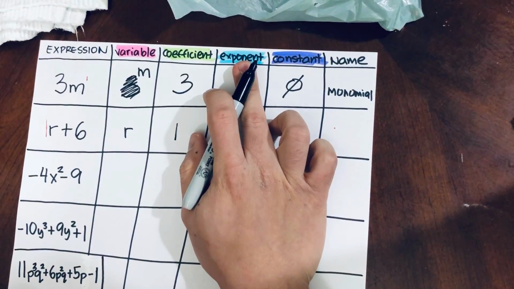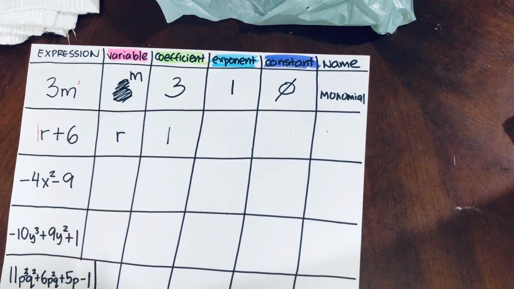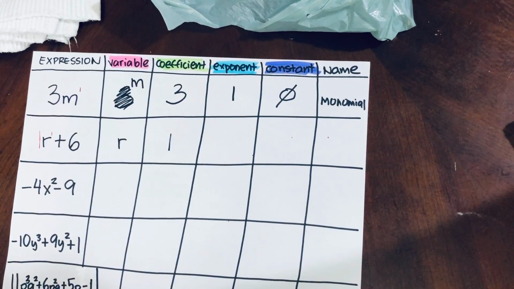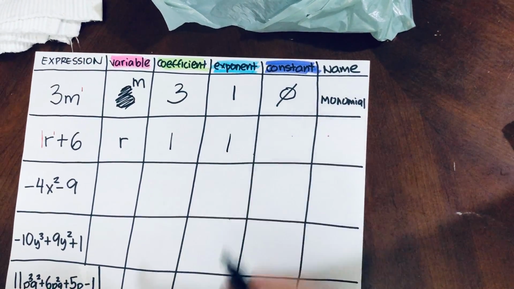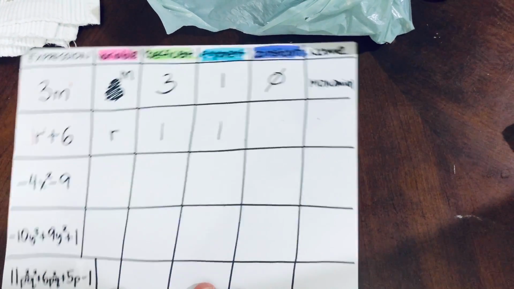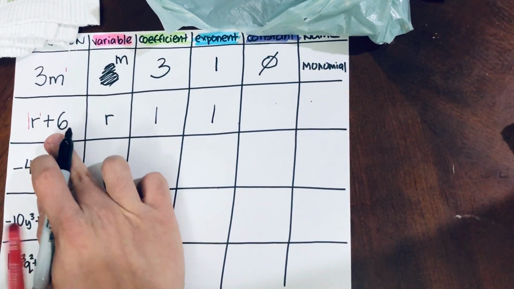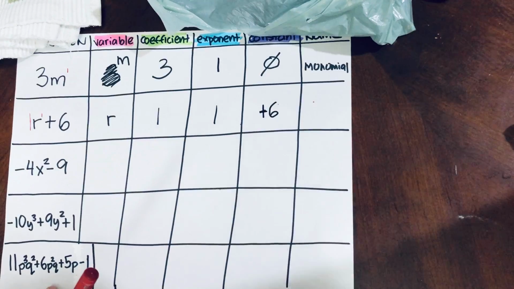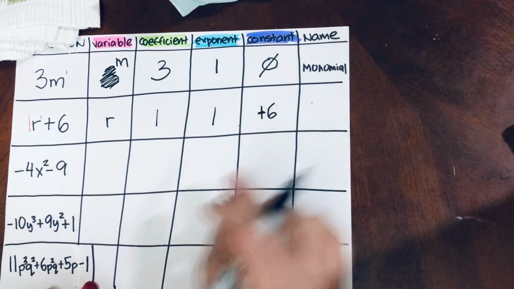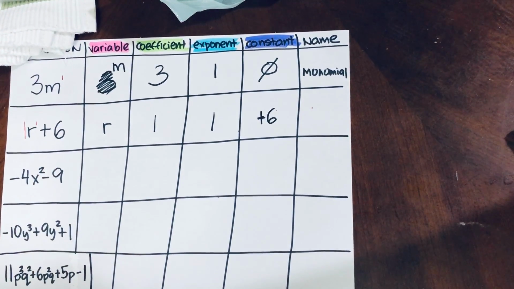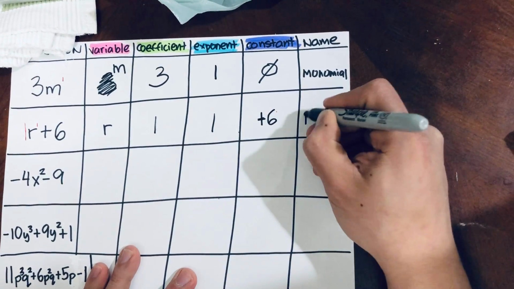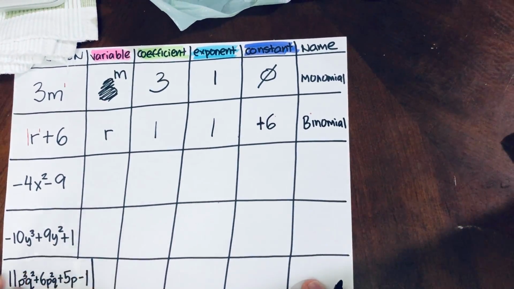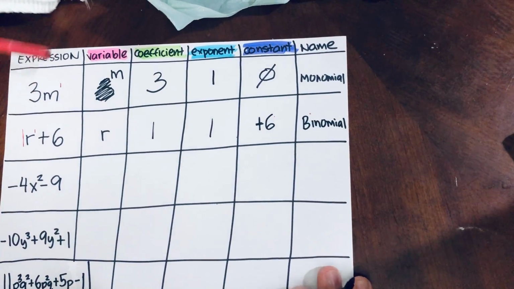How about exponent? Just like the letter m, there is an invisible exponent over there as well. So my exponent is 1. How about my constant? In this case, my constant is a number on its own. So it's positive 6. So I'm going to ask you, what is the name of this expression? If you said it was binomial, well done. All right, 3 more questions to go, so hang in there.